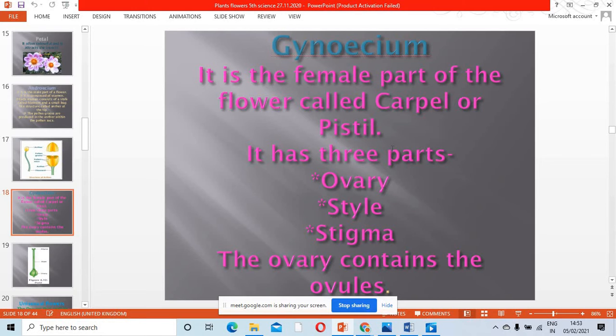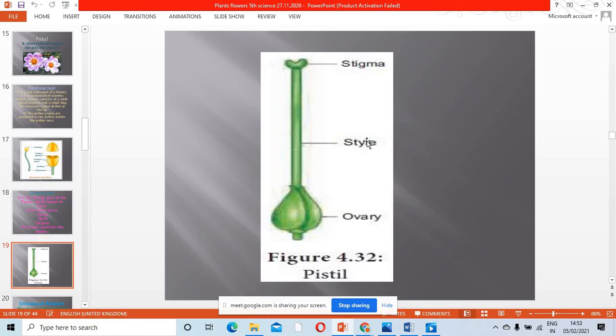And these seeds you will see inside the fruit. Now let me tell you, it's very interesting how a flower can change into a fruit. Now look at this picture. This is the female part of the flower, that is the gynoecium. On the tip you have stigma, and then you have the style. It's a long tubular structure called the style, and then you have the ovary.